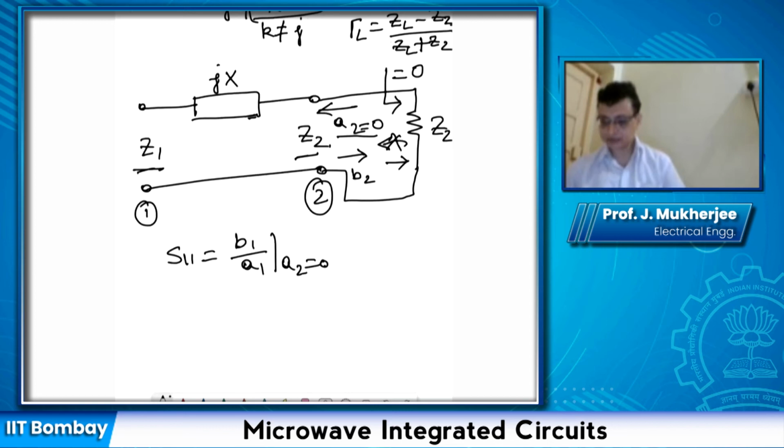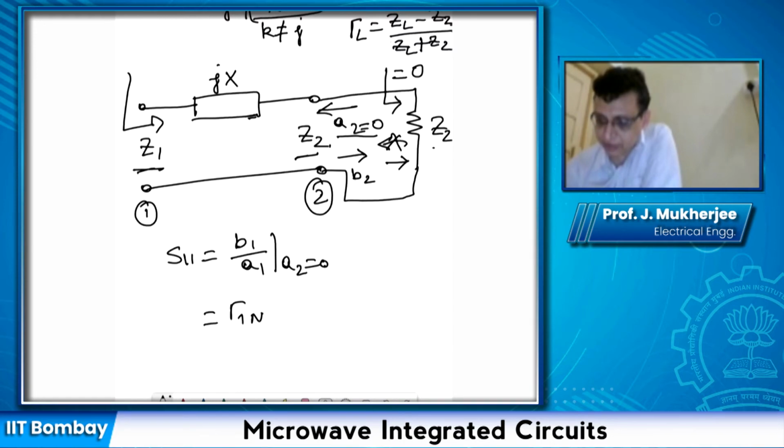So this condition, A2 equal to 0, can be imposed by connecting Z2 at the output. Then S11 is nothing but gamma in. If I just calculate the input reflection coefficient at this point, then that must be equal to S11, because for this configuration A2 will be 0 anyway.